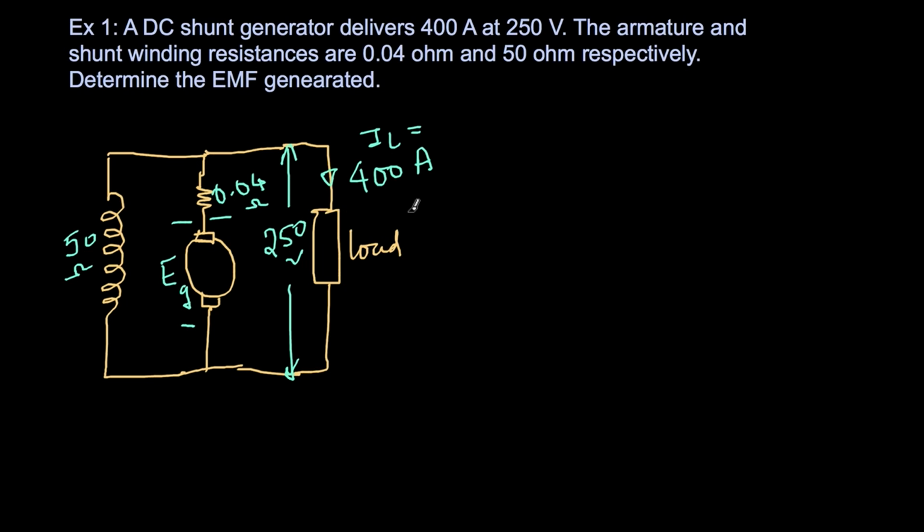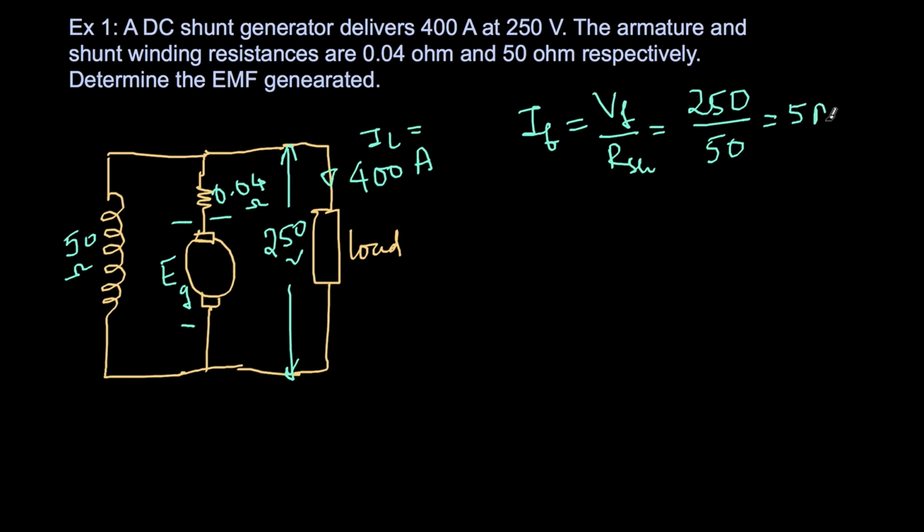So now we have everything ready. First I can find the field current. What is the field current IF? This terminal voltage of 250 volts is exactly what appears across the field winding. Therefore it is voltage divided by resistance RSH. RSH is the symbol for shunt field resistance, and VF is the voltage of the field. So this is 250 volts divided by 50 ohms, which comes to 5 amperes. So this 5 amperes current, let me mark it here, is flowing in the shunt field winding.